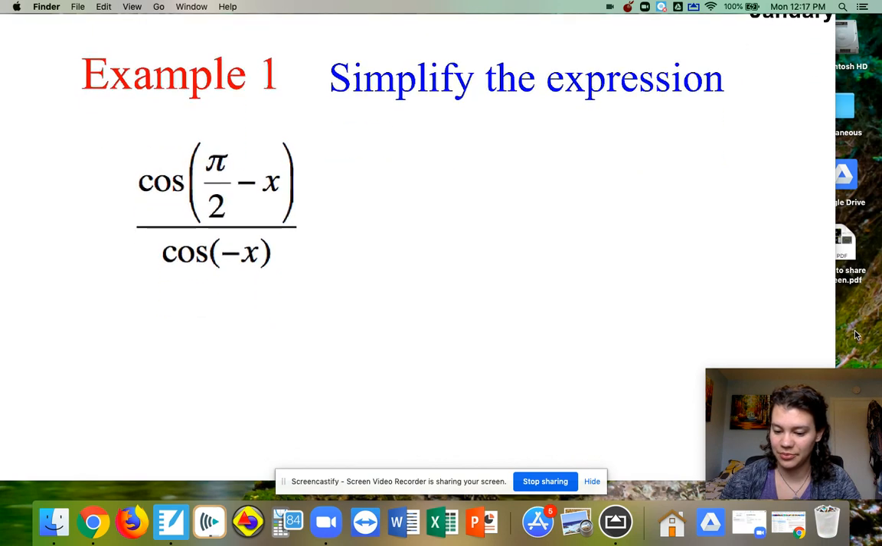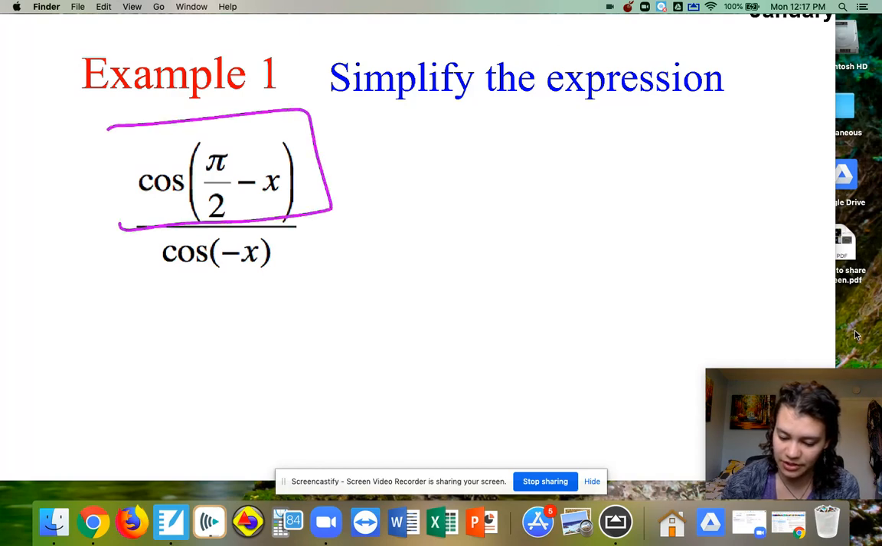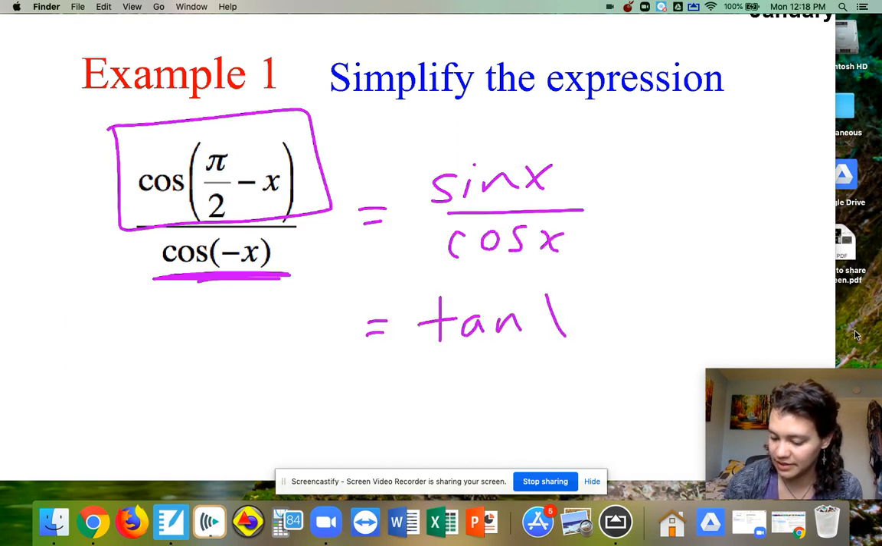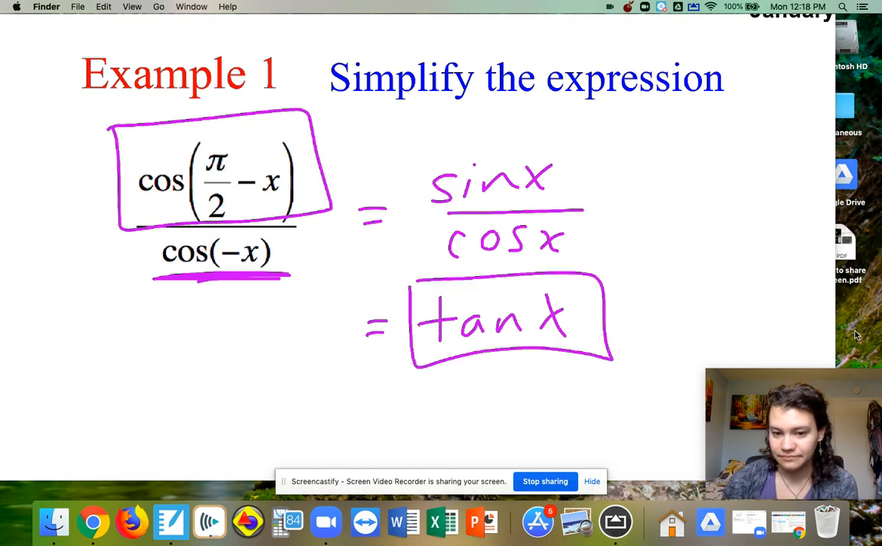So the first example here is we want to simplify this expression. So this first one, if you look at the cofunction identities, this one will become sine of x. You can look at your even odd ones. Cosine of negative x is the same as cosine of x. And then this simplifies down to tangent of x. And that is the answer for this one.